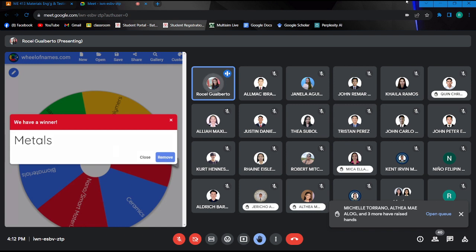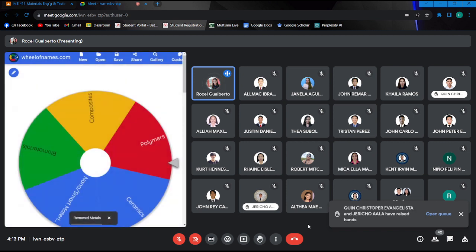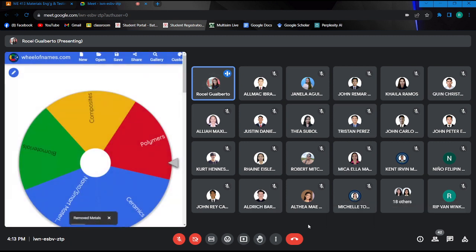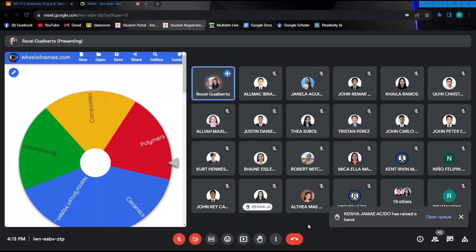Naintindihan po ba, group 1? Naiintindihan po. Okay, good. So, you choose a leader for your group para po merong mag-lead po sa atin as to the division of the topics for metals. Okay? So, you lower your hand na lang po. Okay, group 2 naman po. So, 6 for group 1.